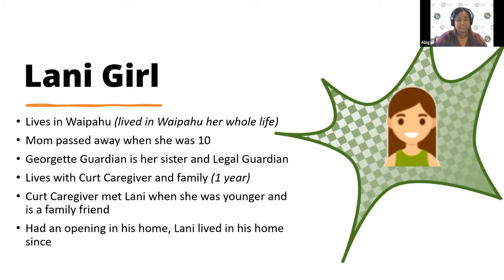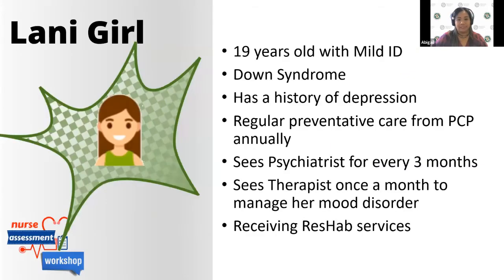So Lonnie, she is 19 years old, mild ID, Down syndrome. She has a history of depression. She also goes to her PCP annually. She sees a psychiatrist every 3 months for medication management. She also sees her therapist for mood disorder, and she receives rehab.